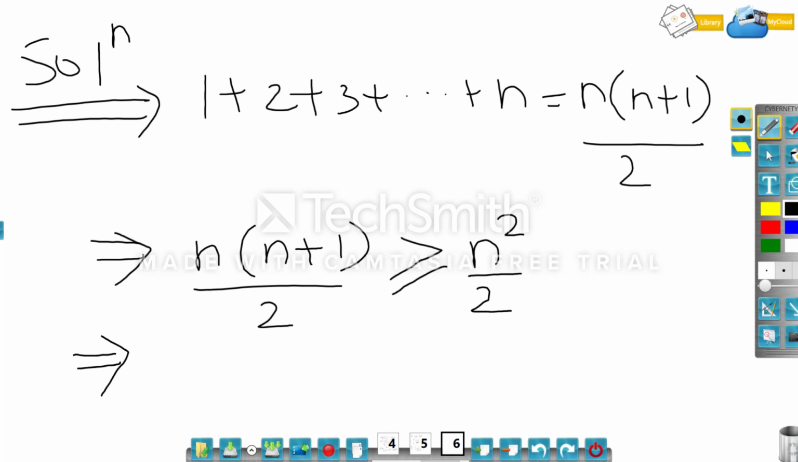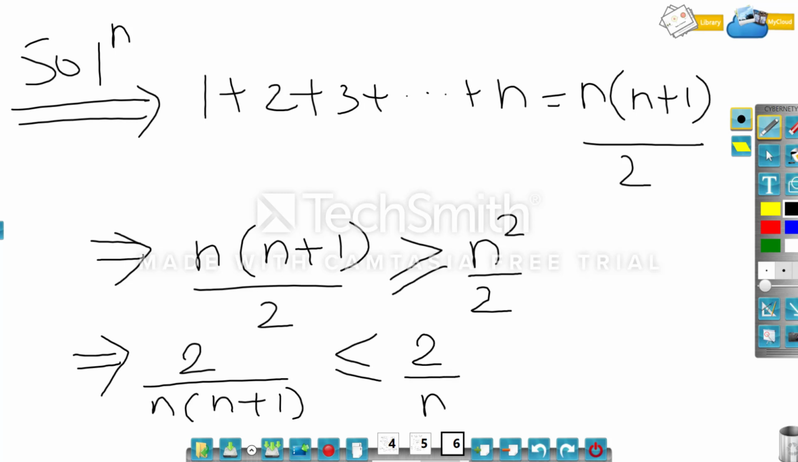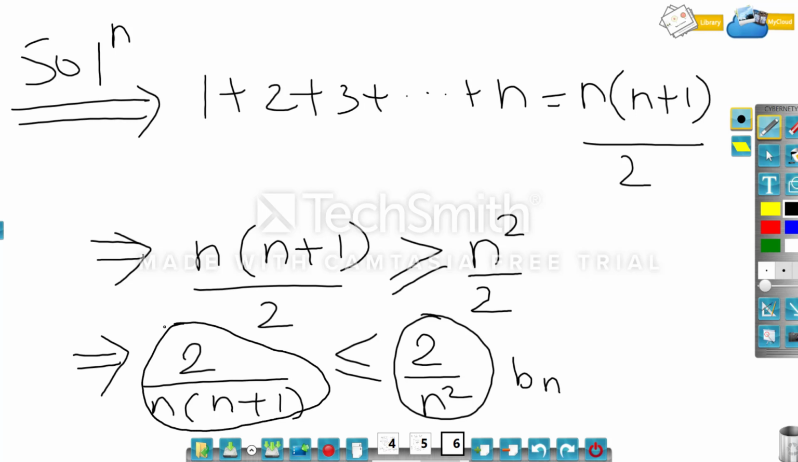This would imply, if I take reciprocal, 2 upon n into n plus 1 is less than or equal to 2 upon n square. Now you could see that this will form my sequence, nth term of series Bn. So this is my Bn, this is my series An. And you could see that series Bn is convergent by P test. Hence, series 2 upon n into n plus 1 is convergent by comparison test.